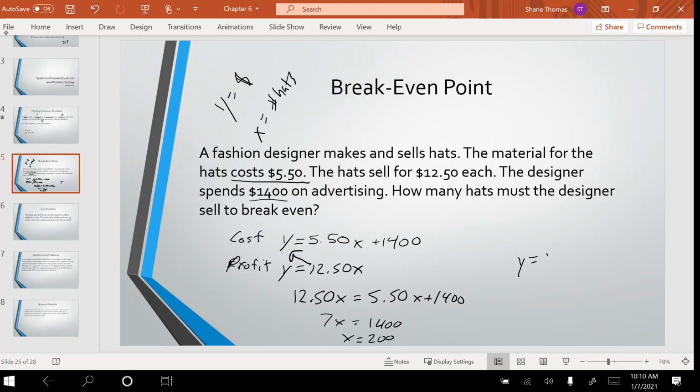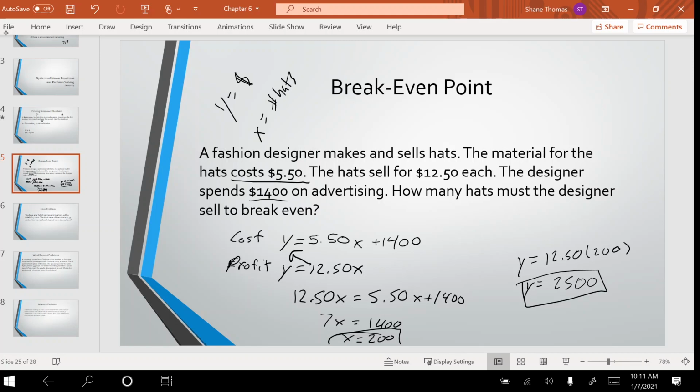So we'll put it in the second one: y equals 12.50 times 200. What's 12.50 times 200? Anybody got that one for me? We got 2,500. $2,500. All right, so that means my answer: x is 200, y is 2,500.